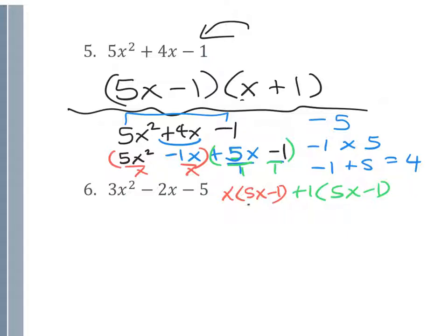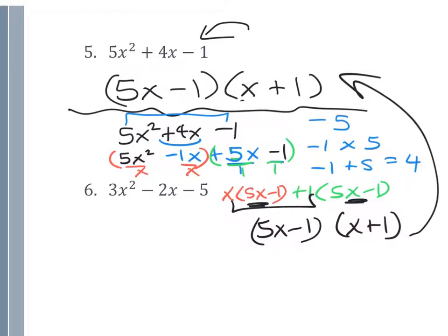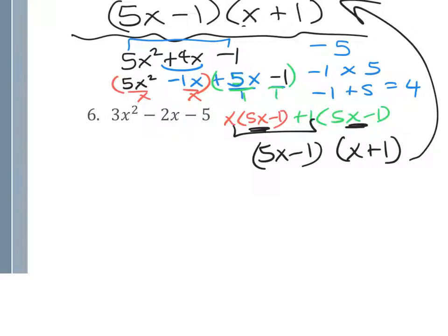So again, these are the same. So now 5x minus 1. And then you put these two together. Same answer I got when I guess and test. Next one, again, my last number is negative, so my signs are different. So again, let's write the 3x, so 3x and x.